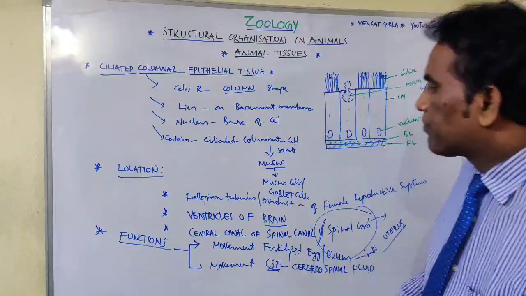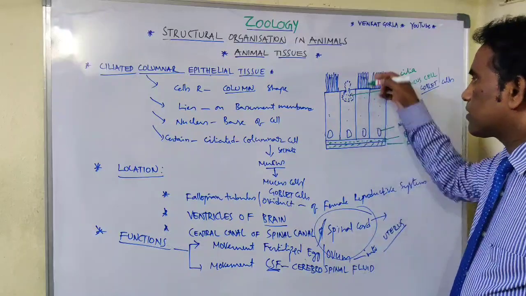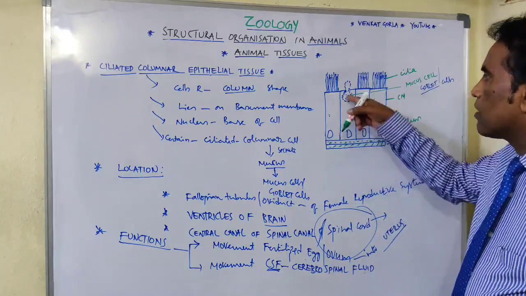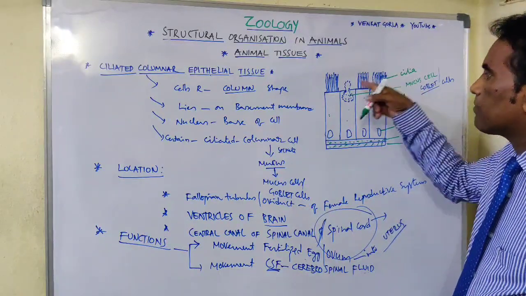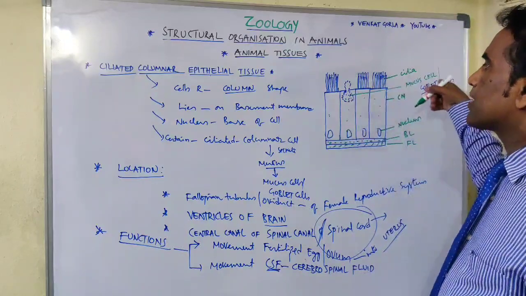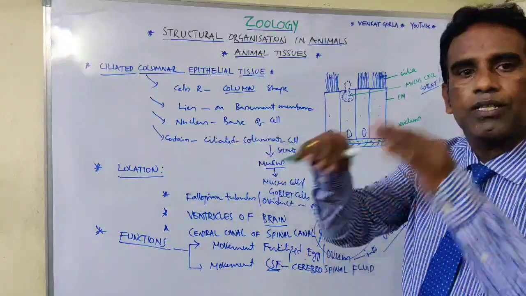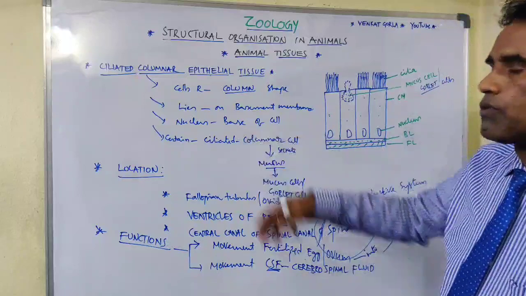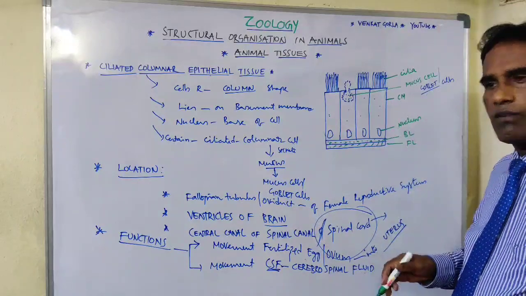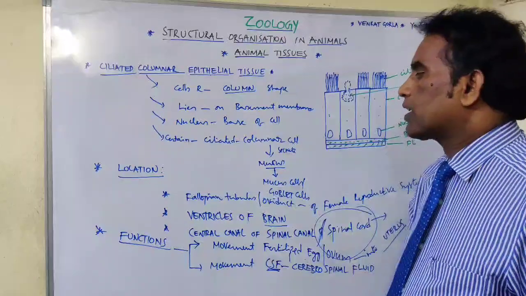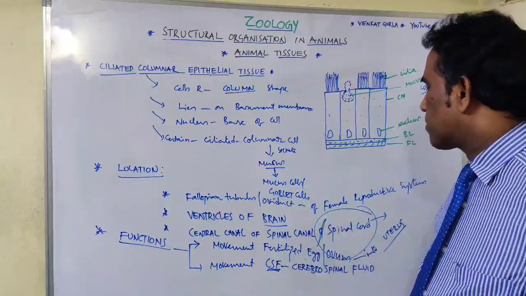Let's see once again. Why do we call it ciliated columnar? The cells are long, cylindrical, column-like cells with cilia on the free surface. Certain cells of the ciliated columnar epithelium secrete mucus, so it contains mucus cells, the goblet cells. The tissue lies upon the basement membrane, and it has an elongated nucleus at the base of the cells. The location is the fallopian tubules, the ventricles of the brain, and the central canal of the spinal canal.